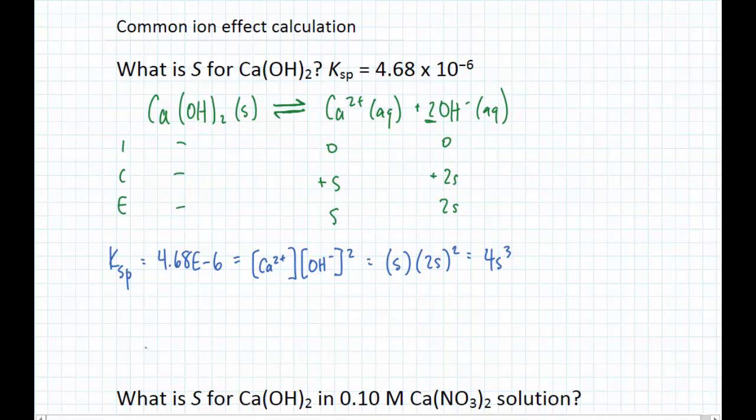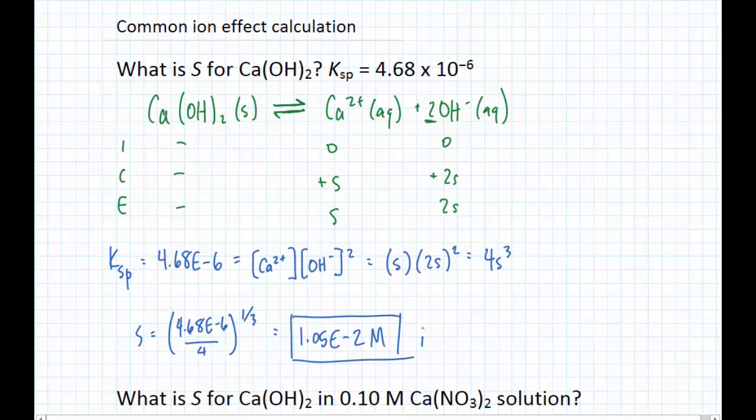Gonna solve for S. What'd you get for S? 1.05 times 10 to the negative 2. Yep. And what unit does that have? Molar. Okay. That is the solubility of calcium hydroxide in pure water. From its KSP value, we can use the S's and 2S's and stuff to get its solubility in pure water.